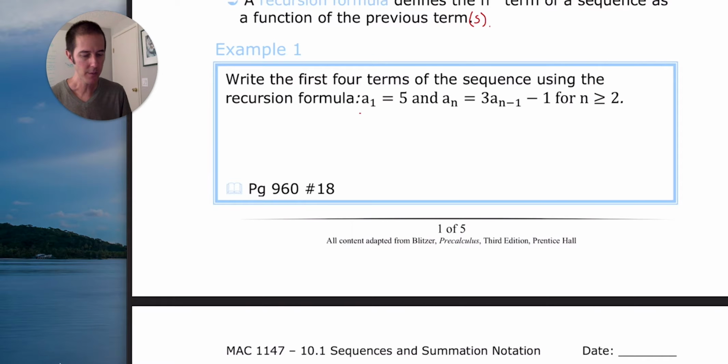We have to be given a starting value, and then we're being told that whatever the nth term is that we're looking for is going to equal 3 times the n minus first term, or the n minus 1th term. In other words, if we were looking for a sub 4, that would equal 3 times a sub 4 minus 1, so that would be a sub 3, minus 1.